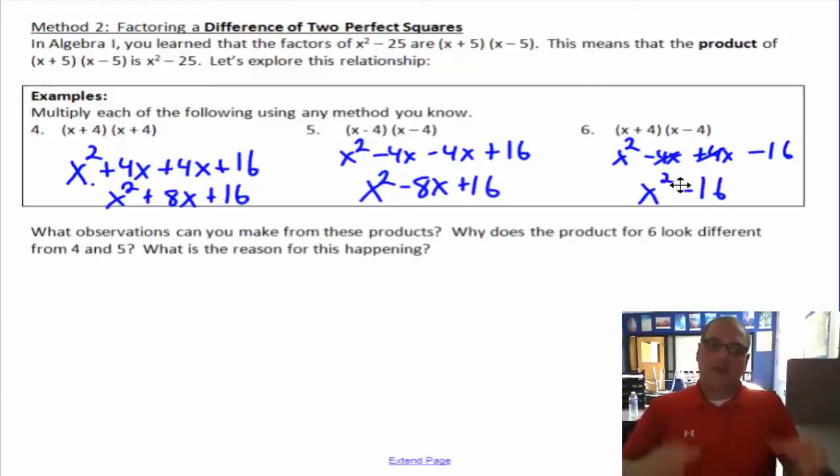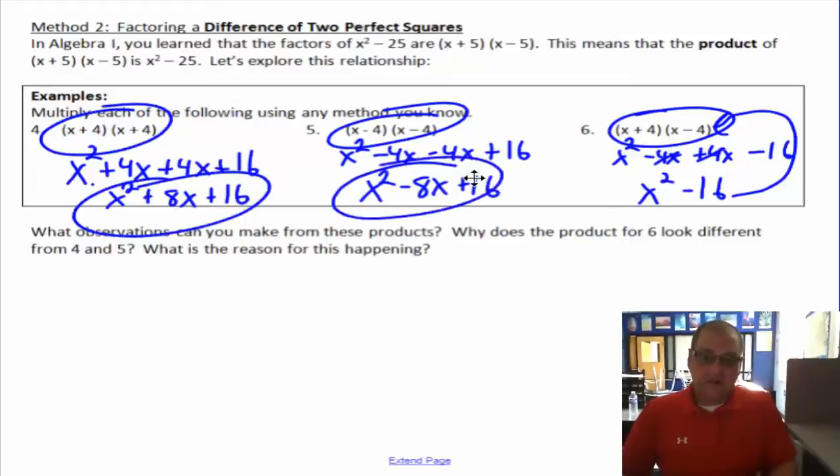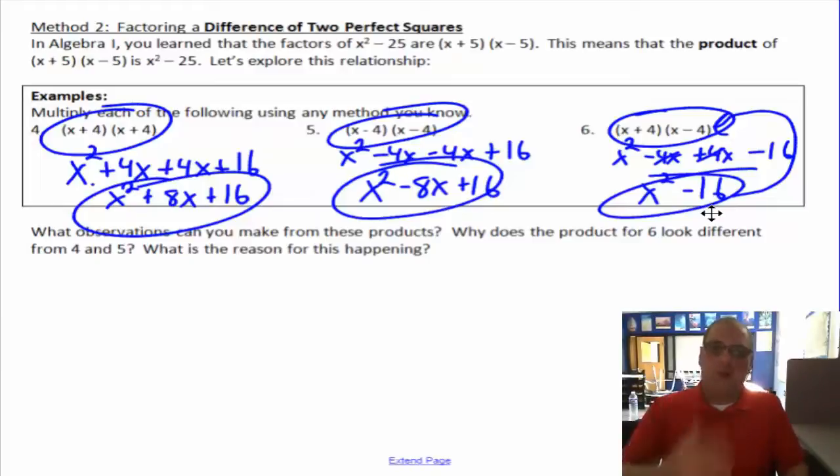So I want you to notice how when you have x plus 4 and x plus 4, with the plus, that will give you a trinomial. When you have minus, it's going to give you a trinomial. Only the plus and minus gives you that binomial. So that x squared minus 16 could be factored to this. These are the factors of these. So these are the polynomials, and these are the factors. So if I have x squared minus 16, my factors must be x plus 4, x minus 4.